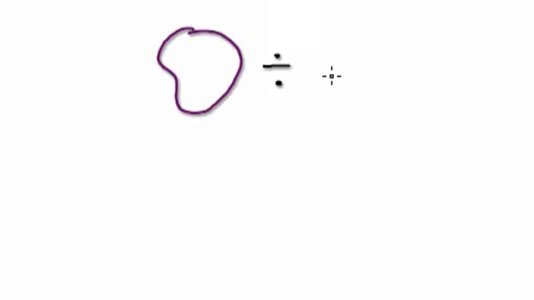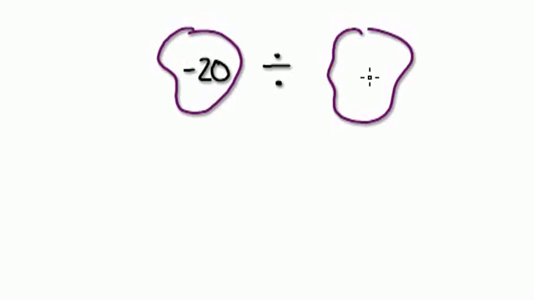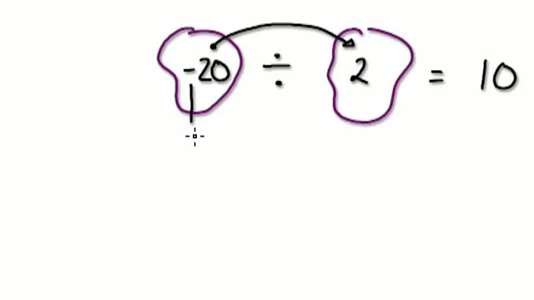Well, division's the same thing here. So we can have any number divided by another number. Here I'm going to say minus 20 divided by 2. So it's the same as multiplication. You just do it as normal. So 20 divided by 2, which is 10, and now you look at the sign. Here is a negative, so there's only one negative. So the answer would be negative.